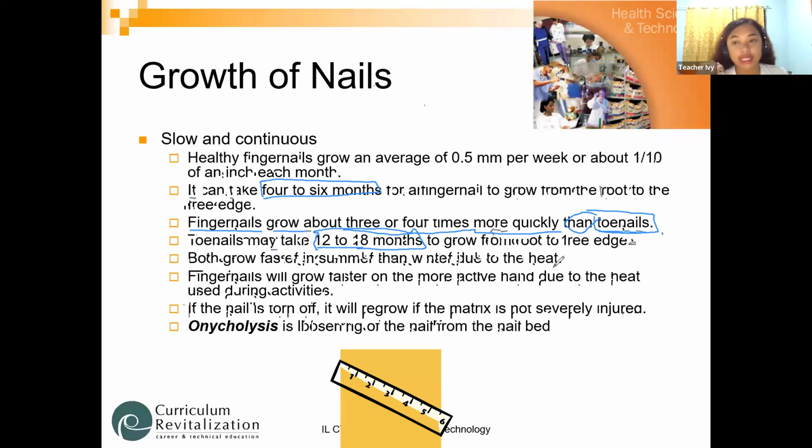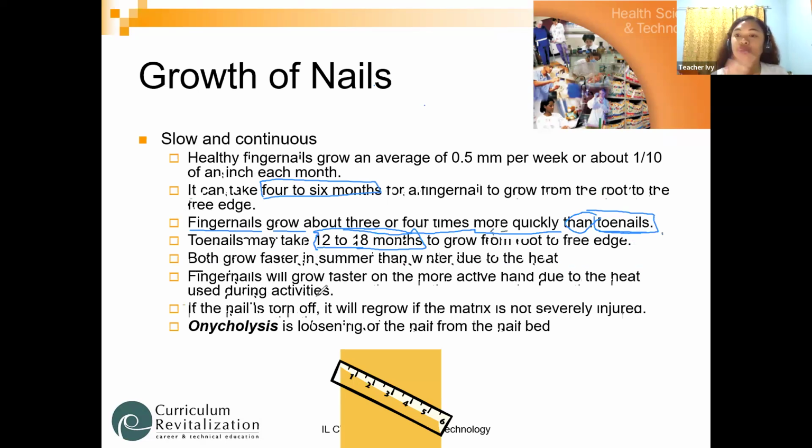It grows faster when it is summer, but when it is winter, the nails tend to grow slower. Next, fingernails will grow faster on the more active hand due to the heat used during activity. So if you are a person who keeps using your hands, say for example a basketball player, a badminton player, a volleyball player, or anything that uses hands, and you keep practicing it, the more you use your hand, the more you use your fingernails, the faster the nails will grow.